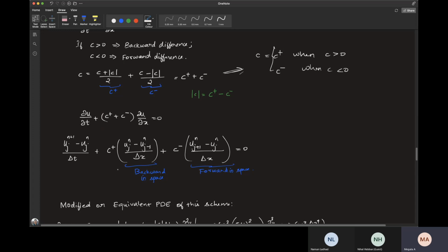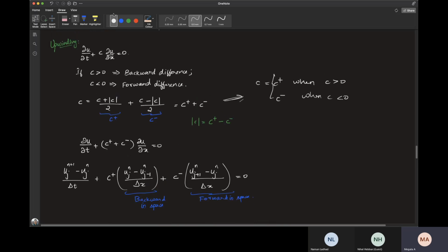So whenever C is positive, only this part will be there in the equation, and this part will be 0. And whenever C is negative, this part will be there and this part will be 0. So it essentially gets taken care of. This way we do upwinding, and this type of splitting is known as Courant splitting.